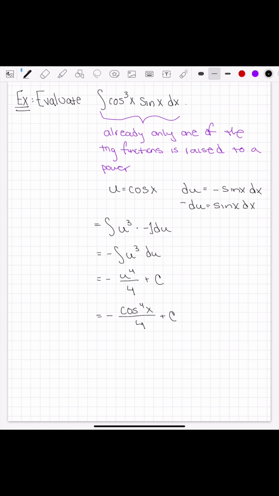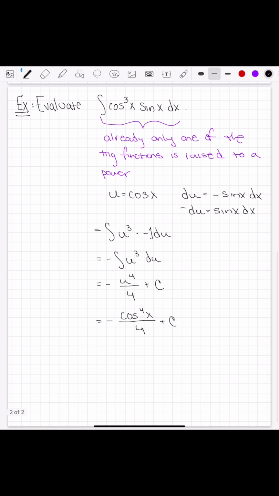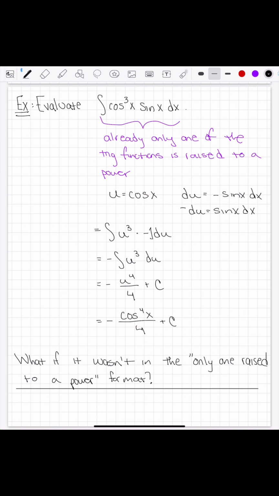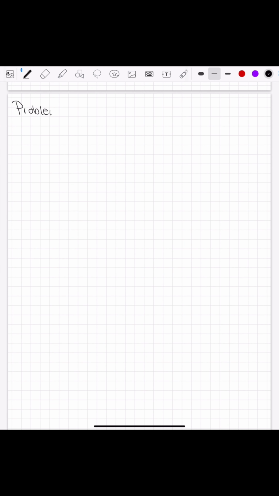So let's do another example. Well, before we get into that, we're going to talk about what if it wasn't in the only-one-raised-to-a-power format? Then we're going to have to rewrite using trig identities. So let's talk about a problem solving strategy.